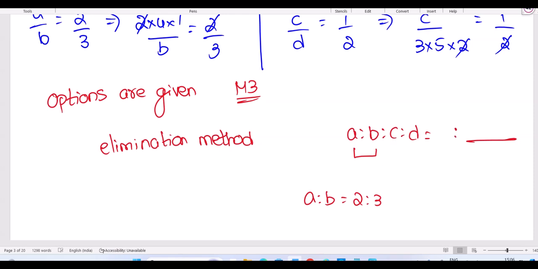In options, they'll give the values, right. A, B, C, D values will be given in the options. You need to check the last two, it must be 1 is to 2. If not, that option is wrong. First two, if you check, it must be 2 is to 3. If not, that option is wrong. This is the option elimination method. If they give A, B, C, D values in the options, I'll show the example also.